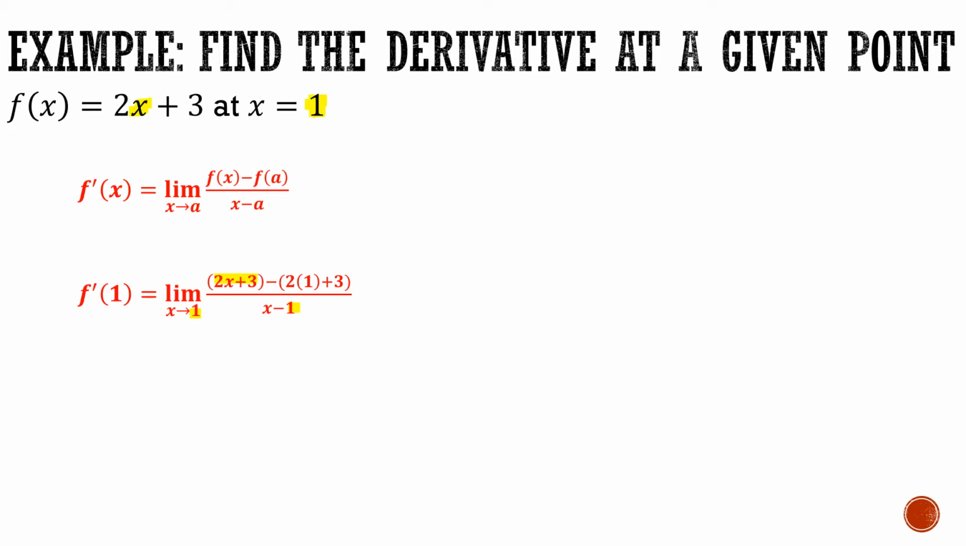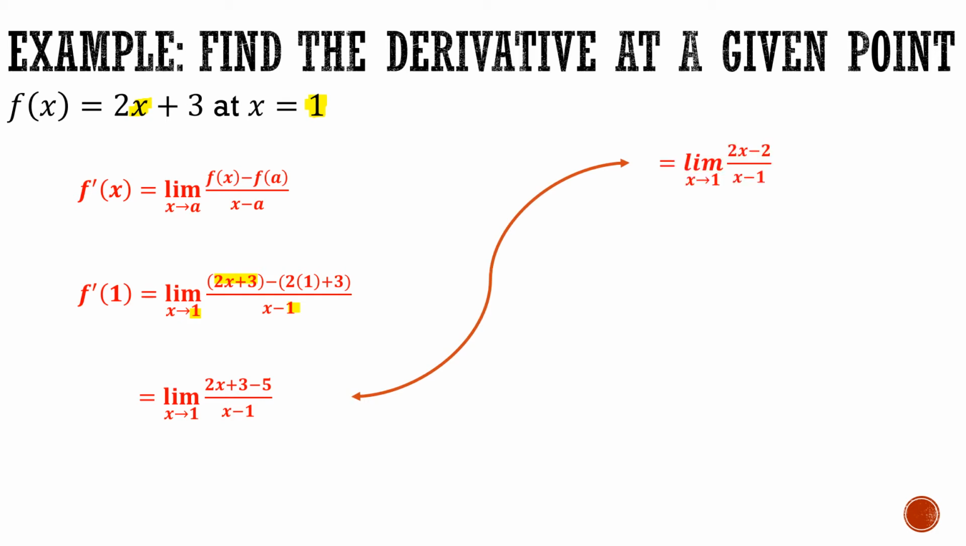From there, I'm going to simplify, and so I get the 2x plus 3. I leave that alone, and then I do minus 2 times 1 plus 3. Well, 2 times 1 plus 3 is 5, so that's minus 5. If I simplify a little bit more, adding the 3 and the negative 5, I get the limit as x approaches 1 of 2x minus 2.